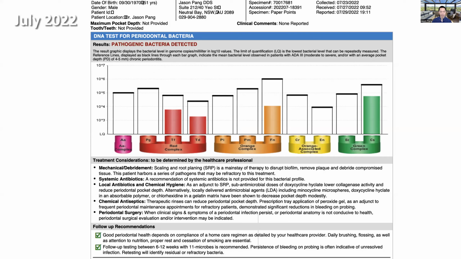You can see that TF here and TD, these are the red complex. Tannerella forsythia and Treponema denticola were below threshold, so less likely to give complications, but we do not ideally want to see any of those bacteria around. And so the others were below threshold as well. So that was a good start.